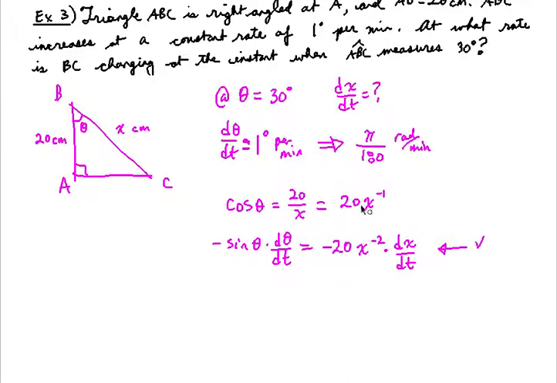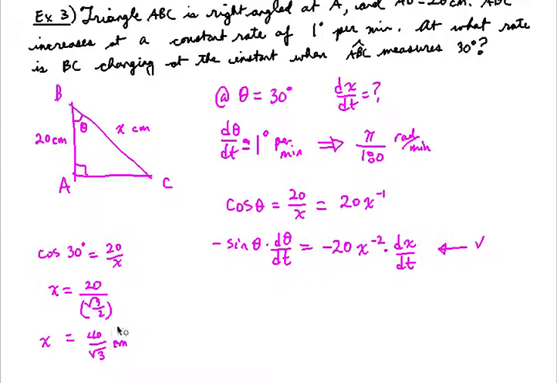So what is x? I'm just going to use my original relationship to find it. Cosine of, at this instant, 30 degrees, equals 20 over x. So x would be equal to 20 divided by cosine of 30. What's cosine of 30? Sine of 30 is 1/2, so cosine of 30 would be root 3 over 2. And so x would be equal to 40 over root 3, in centimeters.